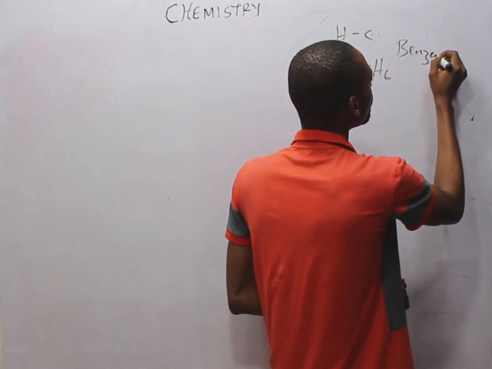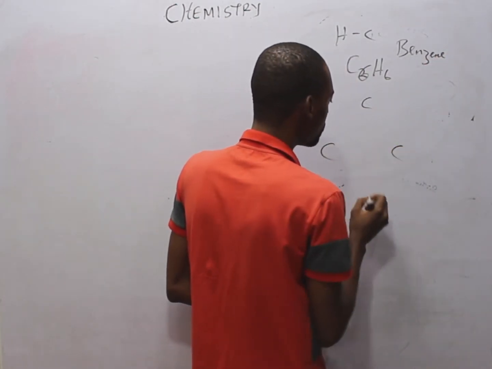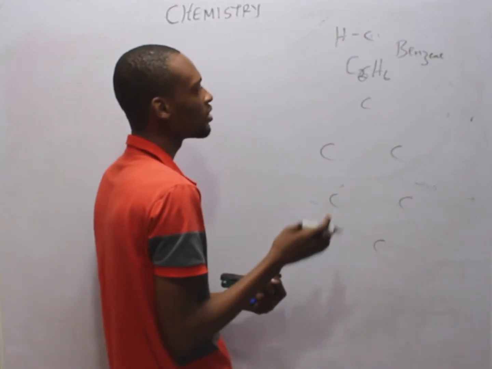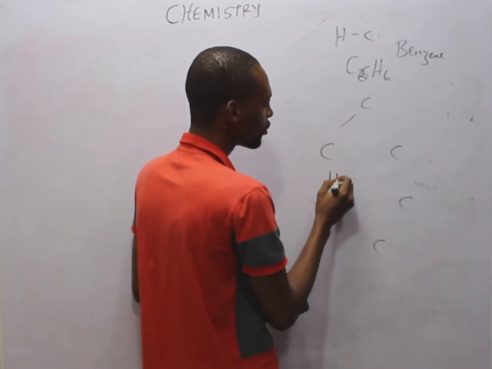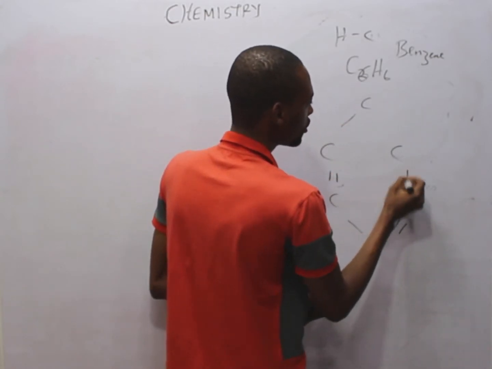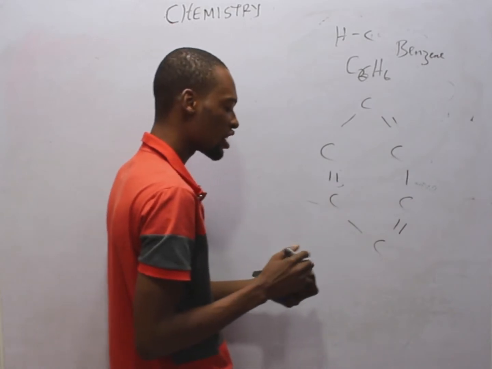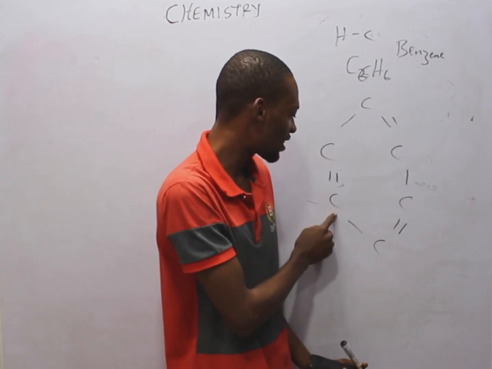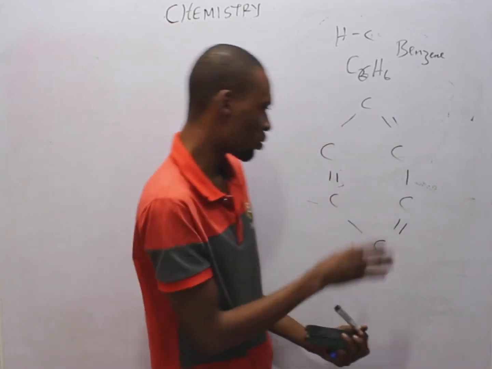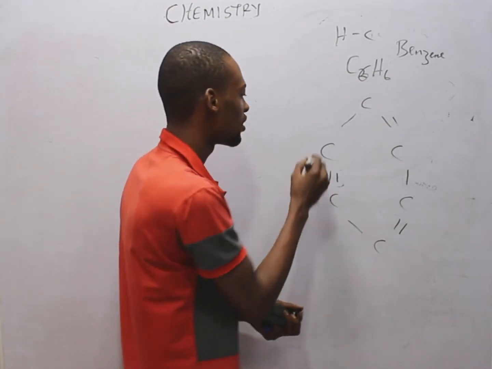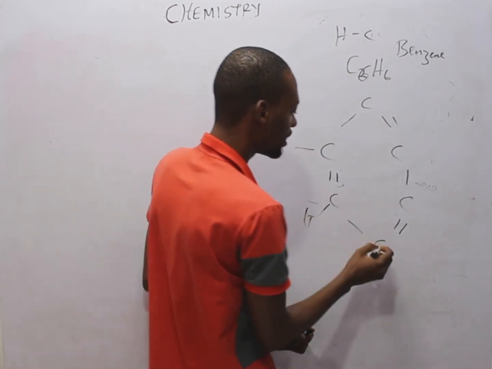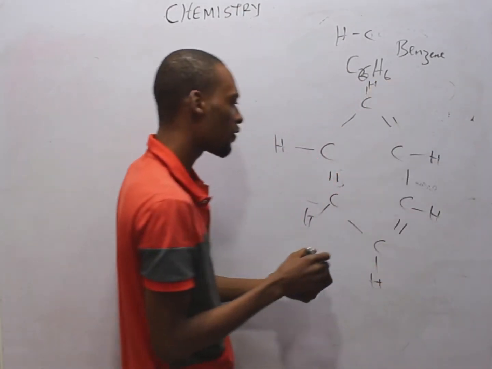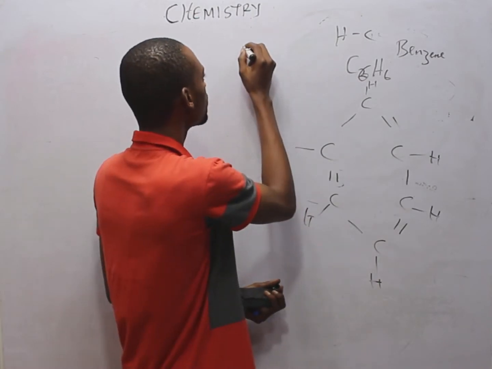Benzene has alternating double bonds. 1, 2, 3, 4, 5, 6, meaning 6 carbon, 6 hydrogen. So single bond, double bond, single bond, double bond, single bond, double bond. And carbon is tetravalent, which implies that it can form a maximum of 4 bonds. This one already has 3, this one has 3, 1, 2, 3. So they are all left with 1 to complete to become stable. So H, H, H, H, H, and H. Remember, the goal of a chemical reaction is to achieve stability.